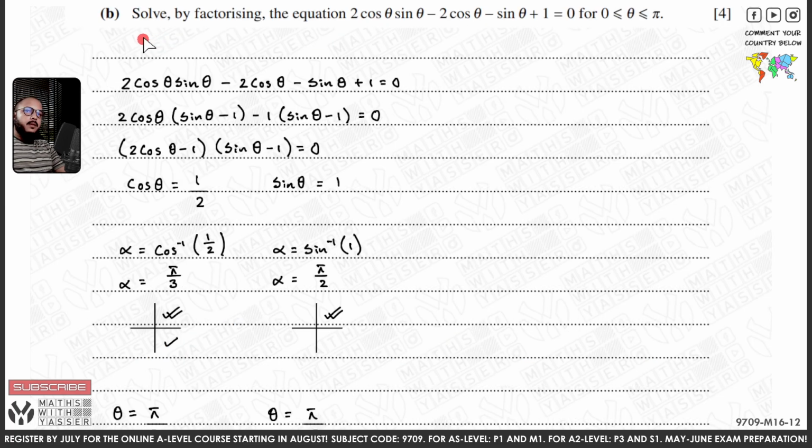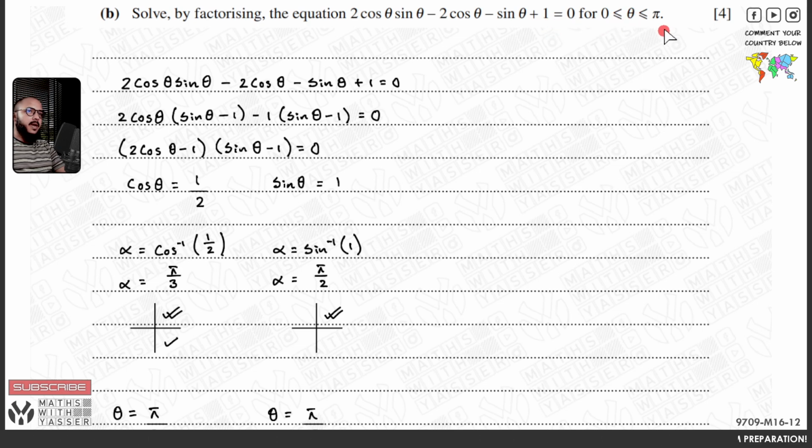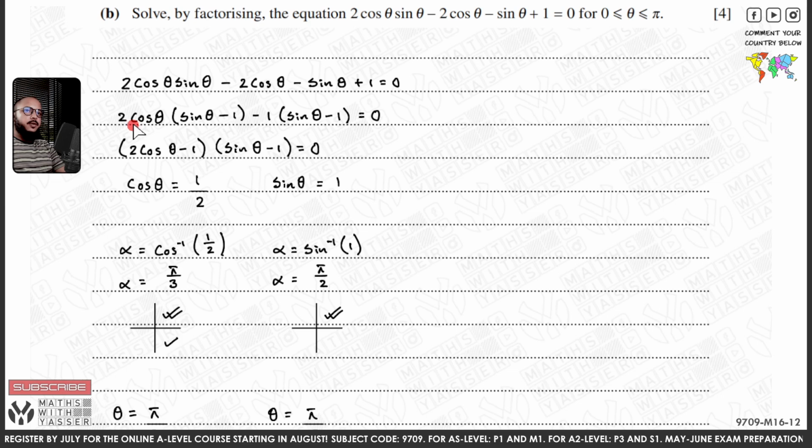Part B says solve by factorizing the equation 2 cos theta sine theta minus 2 cos theta minus sine theta plus 1 equals 0, for theta between 0 and pi. Now if we take 2 cos theta common, we get sine theta minus 1. Then if we take minus 1 common, we get sine theta minus 1. So the factors are 2 cos theta minus 1 and sine theta minus 1 equals 0. So cos theta must be positive half and sine theta should be positive 1.